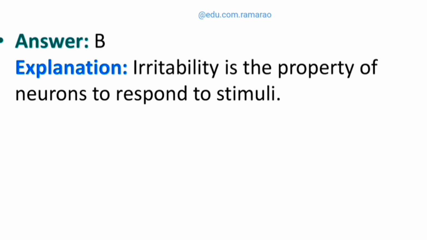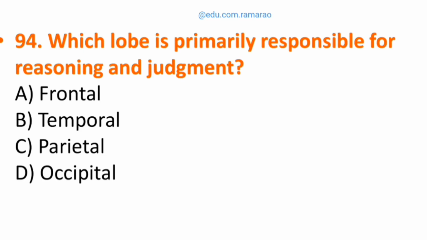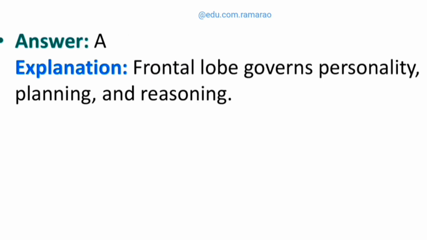The next question. Which lobe is primarily responsible for reasoning and judgment? Option A frontal lobe, option B temporal lobe, option C parietal lobe, option D occipital lobe. The correct answer is option A. Frontal lobe governs personality, planning, and reasoning.